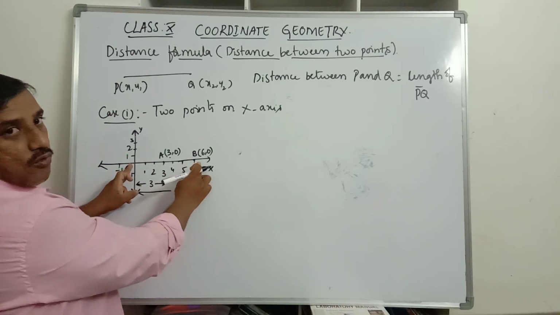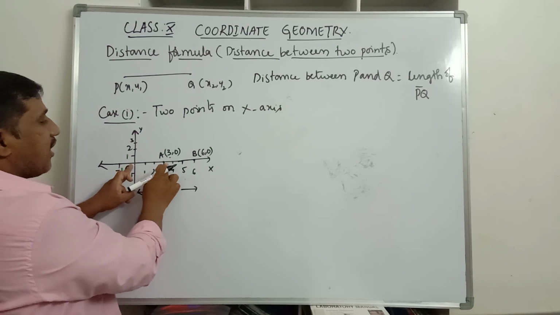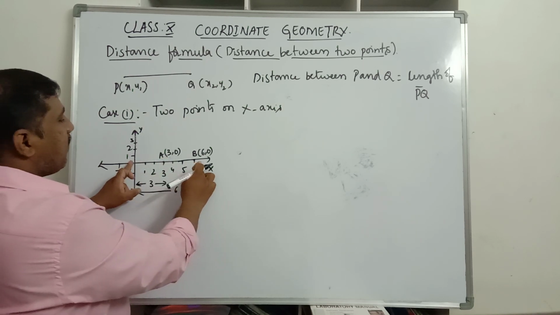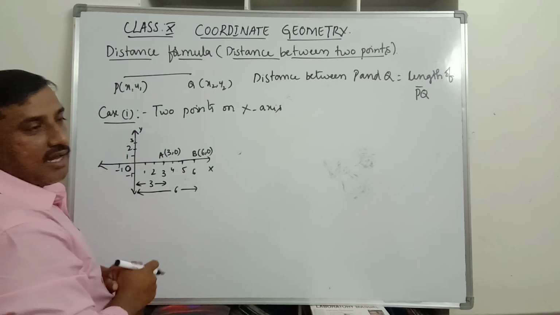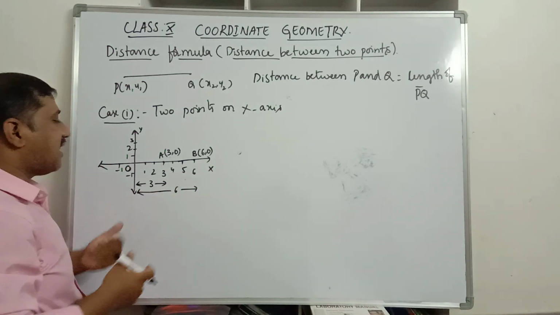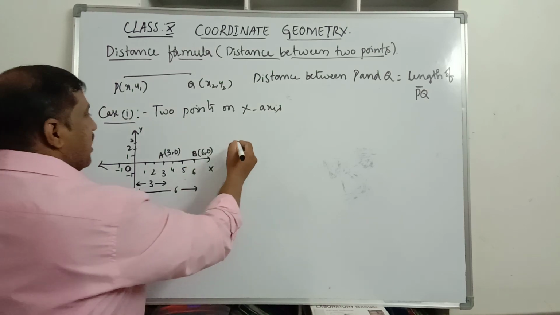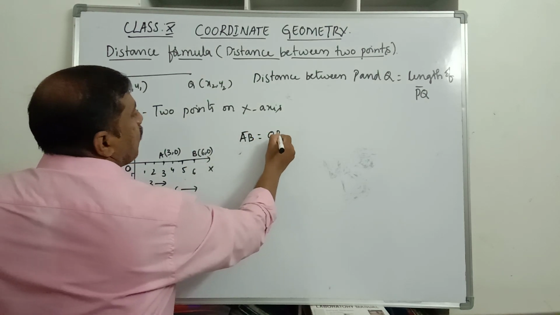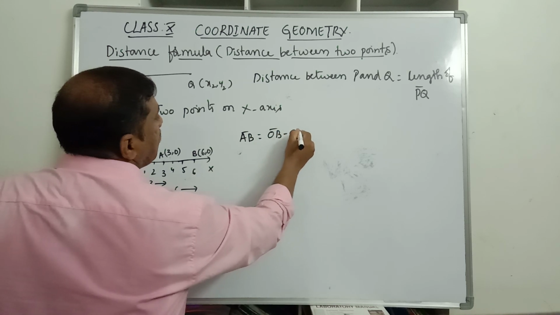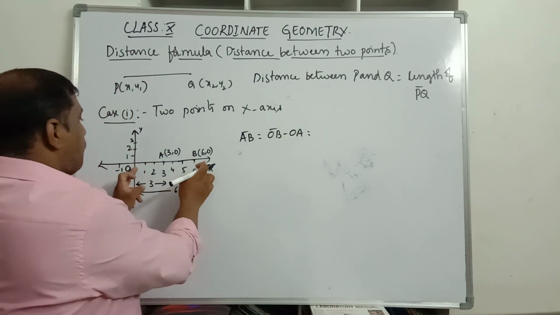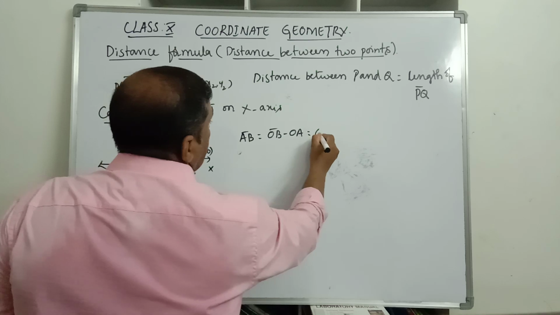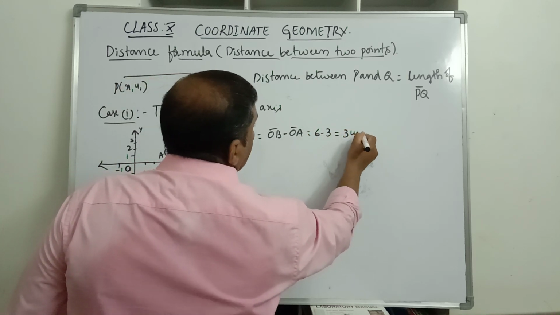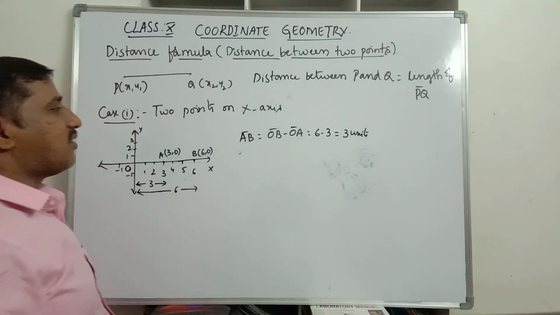OB, length of OB minus length of OA. Length of OA is what? 3 units. Length of OB is what? 6 units. Then their difference, 6 minus 3, is equal to what? 3. So here the length of AB is equal to length of OB minus length of OA. Length of OB is 6 units minus OA, which is 3 units, that is 3 units.